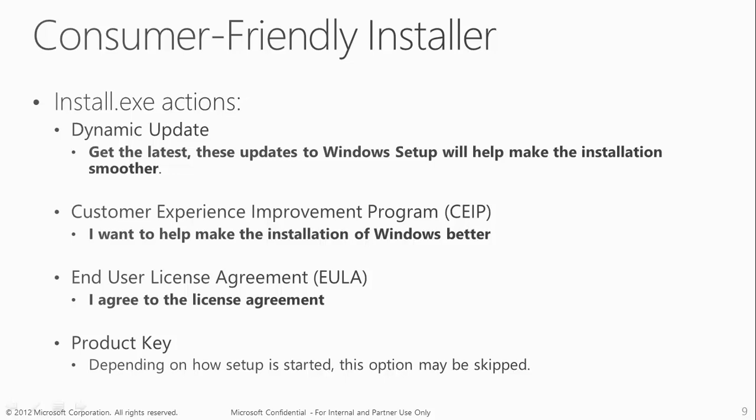So there's a few different actions that install.exe will perform for you. Install.exe is responsible for guiding you through the initial wizard where information like the following is gathered and actions performed. First, dynamic update is run. So similar to previous Windows setup processes, Windows 8 setup is capable of connecting to Windows Update and downloading any updates to the setup process prior to beginning the installation. You have a choice to opt into this, though. This setting is presented as get the latest. These updates to Windows setup will help make the installation smoother.